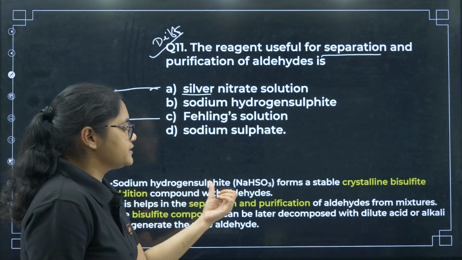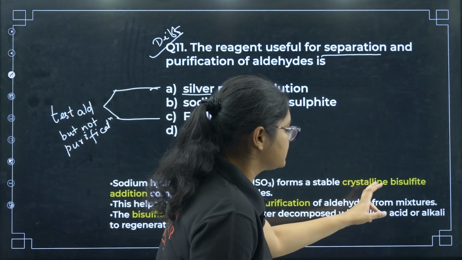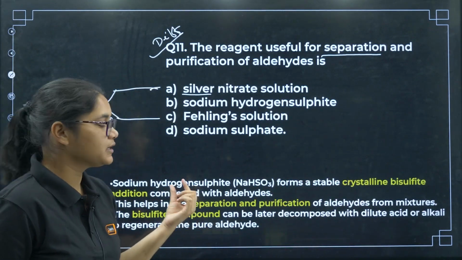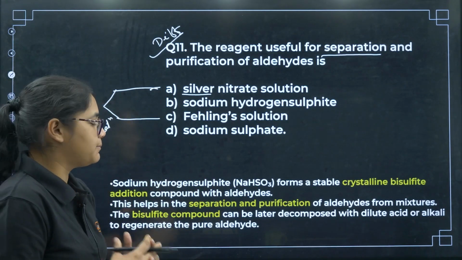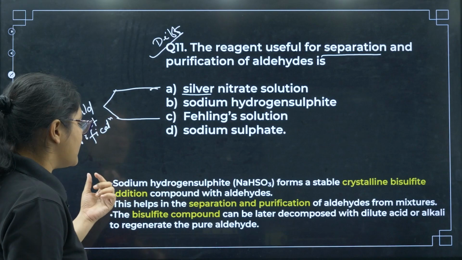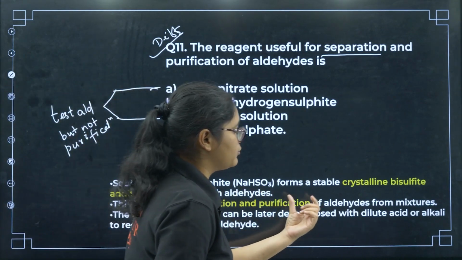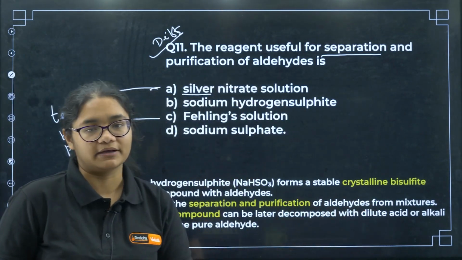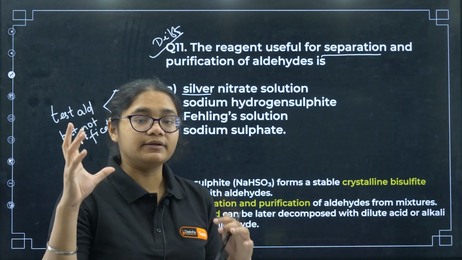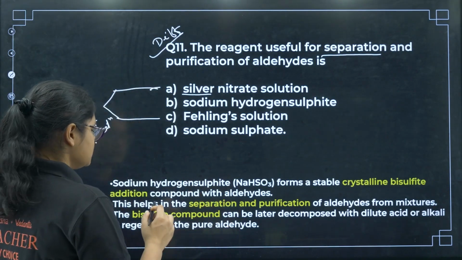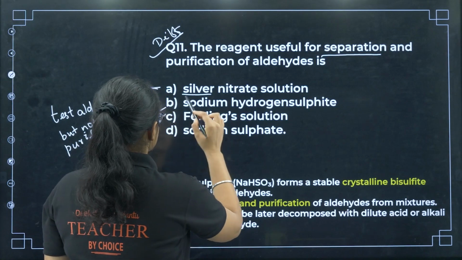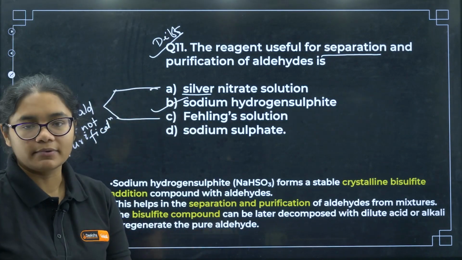Sodium hydrogen sulfite forms a stable crystalline bisulfite addition compound with the aldehydes. Okay, it forms an addition compound with aldehydes, and this helps in the separation and purification of aldehydes from the mixtures. Okay, so that is why we can not only separate but also purify them. So that is why the correct answer for this question will be option number B.